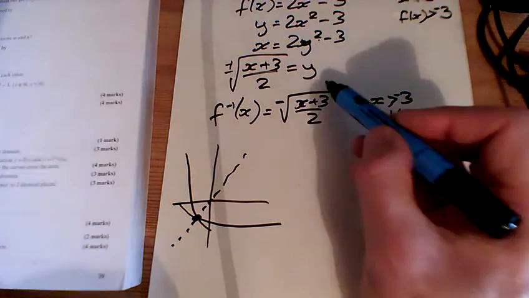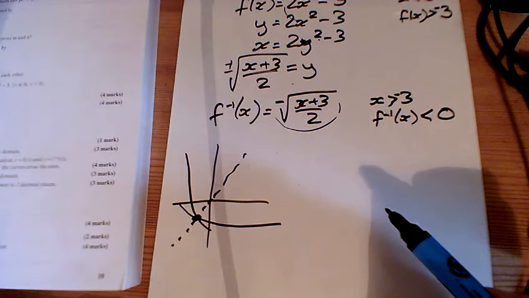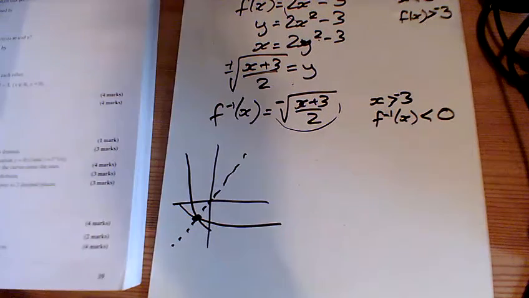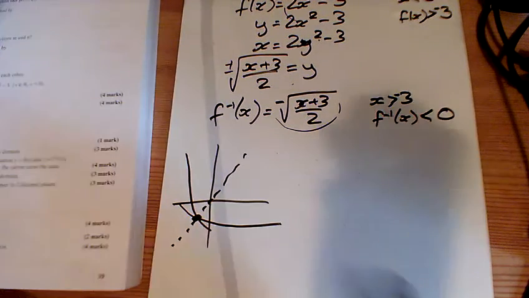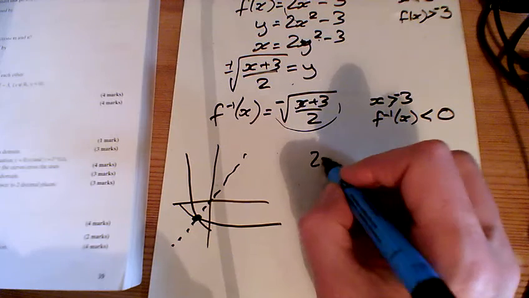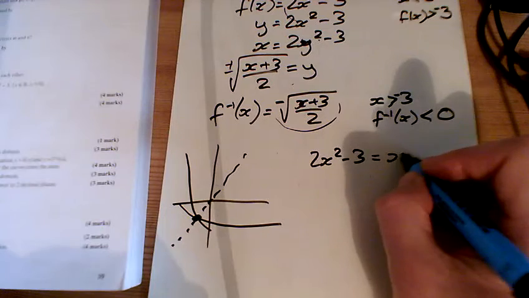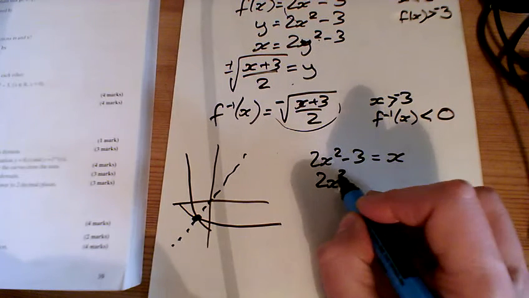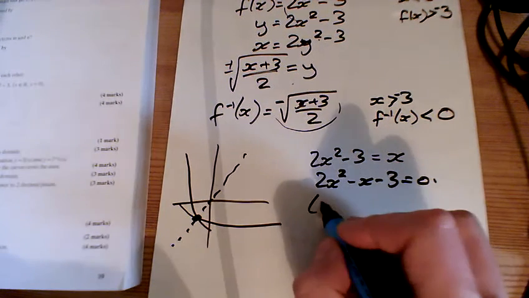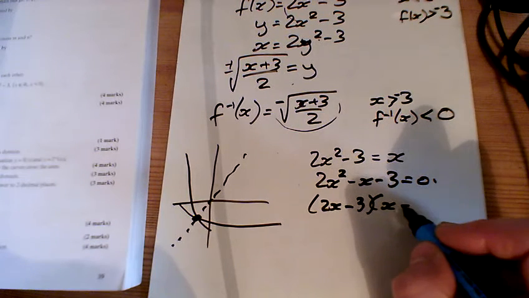So one way would be to make this and this equal to each other, but the algebra is going to be quite tough there. Notice that point there, where the graph and the inverse graph meet each other, also is where the mirror line is. So it's actually easier just to put this graph equal to x and solve that equation. You can take that into the calculator.